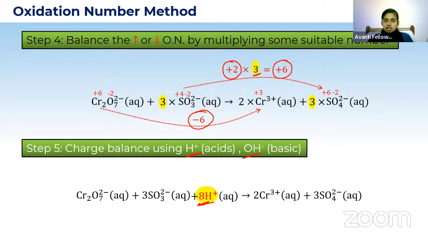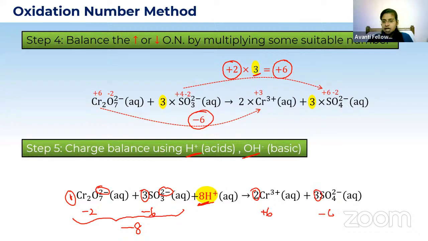Any idea? So here 1 into minus 2 is minus 2. Here 3 into minus 2 is minus 6. The total charge in the left hand side is minus 8. In the right hand side, 2 into plus 3 is plus 6, and 3 into minus 2 is minus 6. So minus 6 and plus 6 is equal to 0. So in the left hand side, I have minus 8 charge. In the right hand side, I have 0 charge.